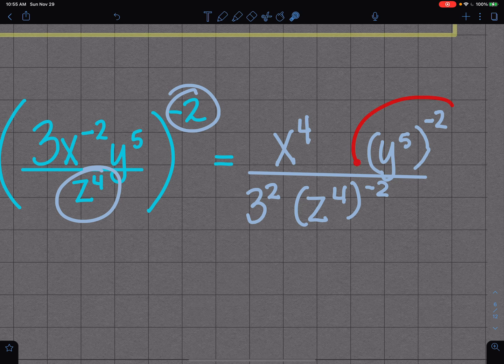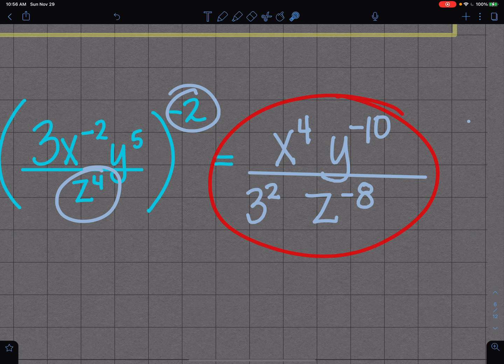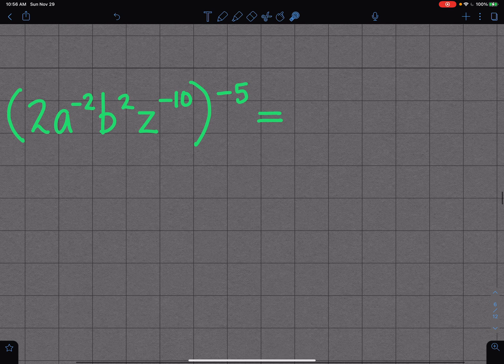Okay, what about this one? y to the 5th raised to the -2. 5 times negative 2 is going to be y to the minus 10. And they just left it on top, but you could make a case for moving it to the bottom and changing the exponent. So they just did that. And then we already simplified the 3, but what about this one? z to the 4th raised to the minus 2. So 4 times minus 2 is going to be negative 8. So let's change this to z to the minus 8. And then this is the final answer. Bam, got it.